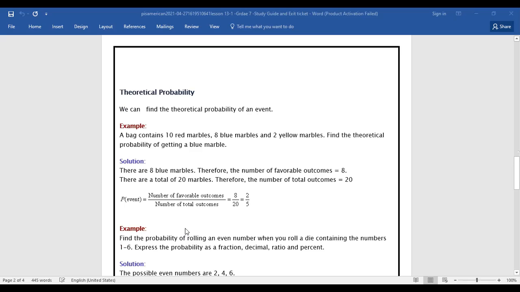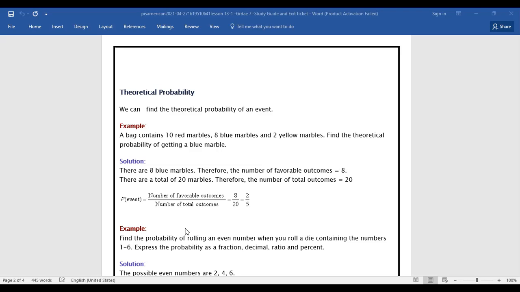For the theoretical probability, we can find the theoretical probability. At the beginning, we said that we repeat the experiment 10 times, right? Now we want to answer this question. A bag contains 10 red marbles, 8 blue marbles, and 2 yellow marbles. Find the theoretical probability of getting a blue marble. In this case, I will not make the experiment, but we will use theoretical probability. First of all, we have to know the total number of marbles. How many marbles does this bag contain?